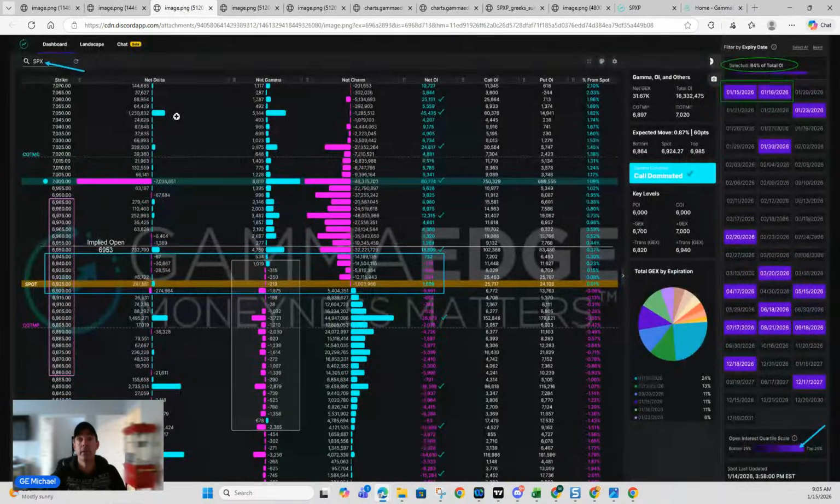All right, let's go ahead and move on. The SPX complex is the largest, most notional value. Again, this is the combined.